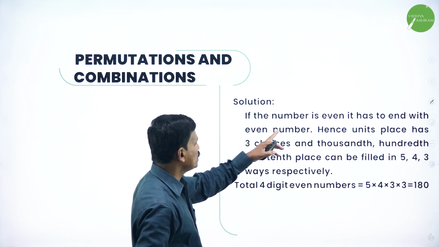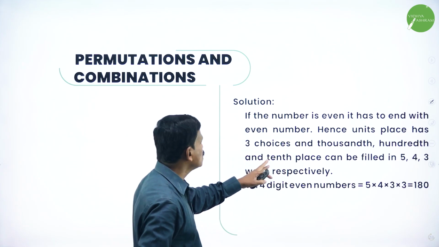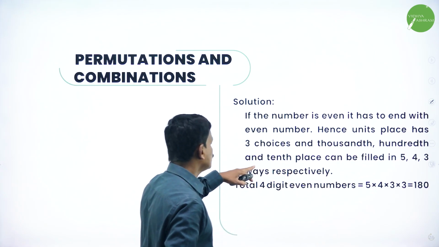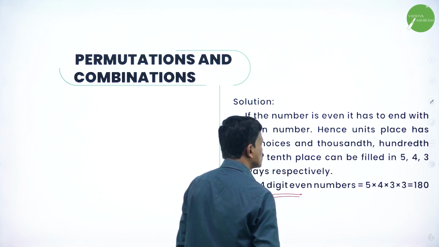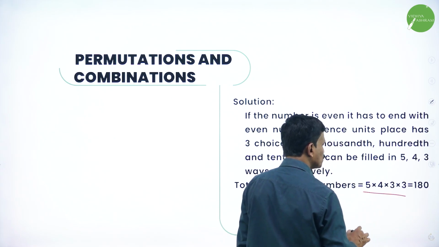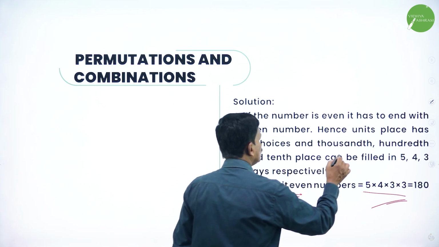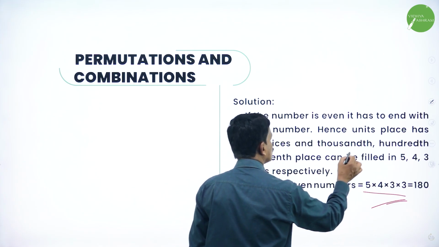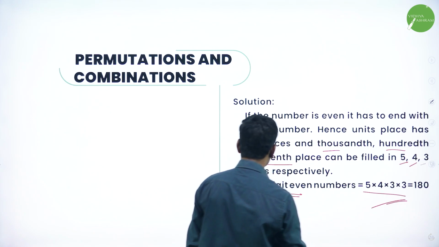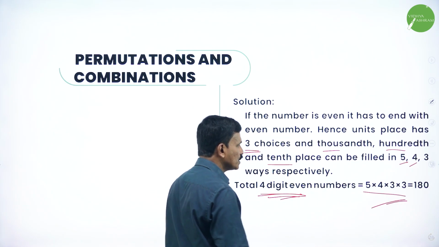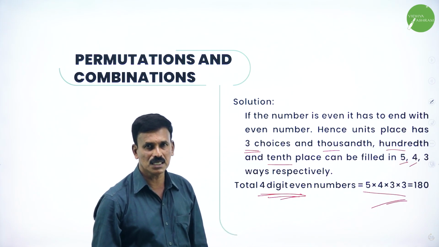So here, if the number is even, it has to end with an even digit, hence the unit place can be filled in 3 choices, and the 1000s, 100s and 10s places can be filled in 5, 4 and 3 ways. So therefore, the 4 digit even numbers that can be formed are 5 into 4 into 3 into 3, that is equal to 180. That's it.